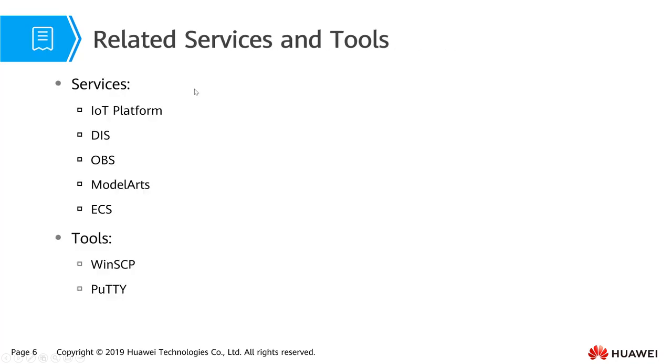Based on the preceding process, we will purchase and create the following services in sequence. IoT platform. This has been used in the previous experiment. DIS, OBS, ModelArts, and ECS. WinSCP is used to import jar packages. PuTTY is used to run commands. You can also use MobaXterm if you like.